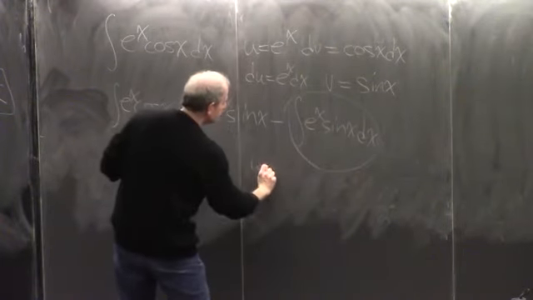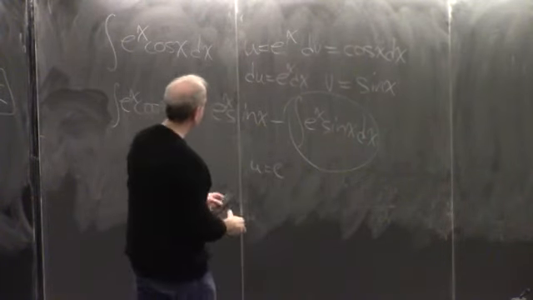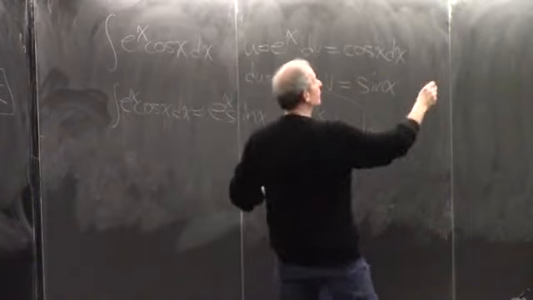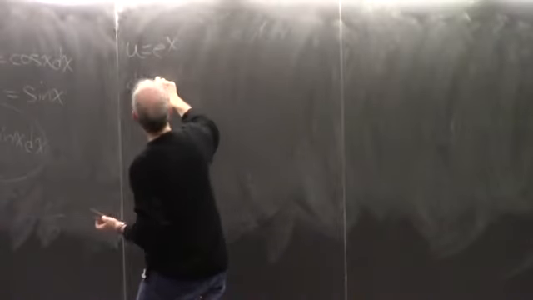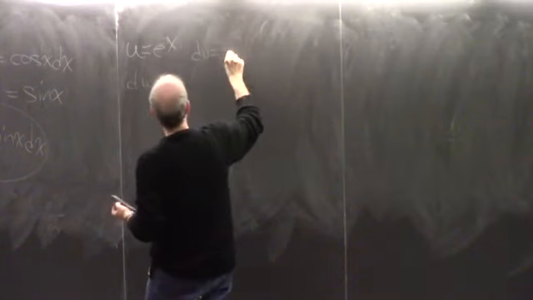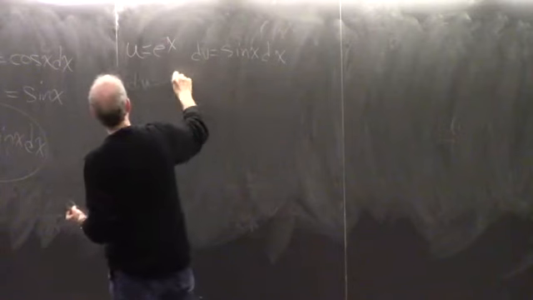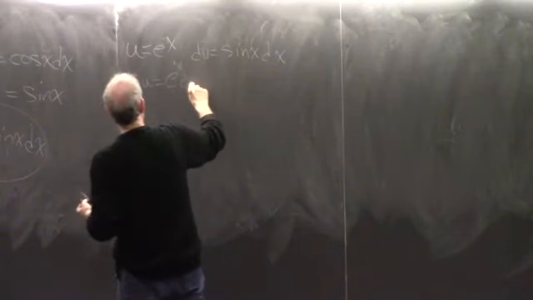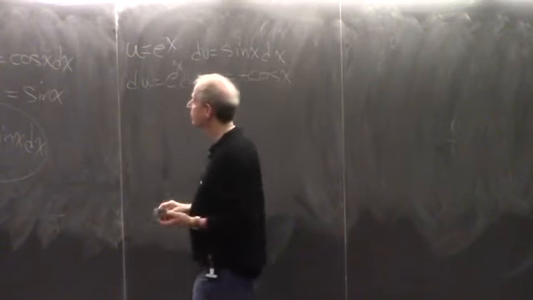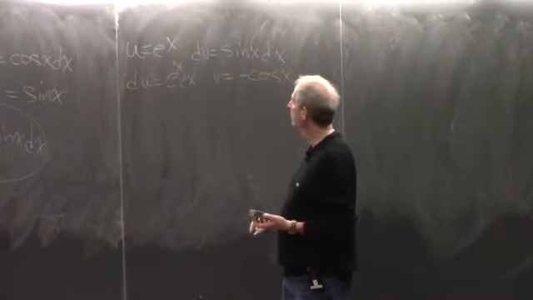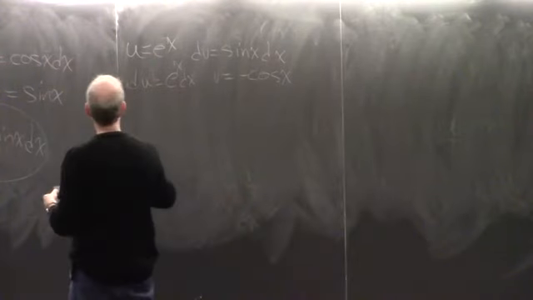So let's let u equal e to the x. Now put it over to the side. u equals e to the x, dv equals sine x dx, du will equal e to the x dx, and v will equal minus cosine x. So I have to be careful. Watch your minus signs.